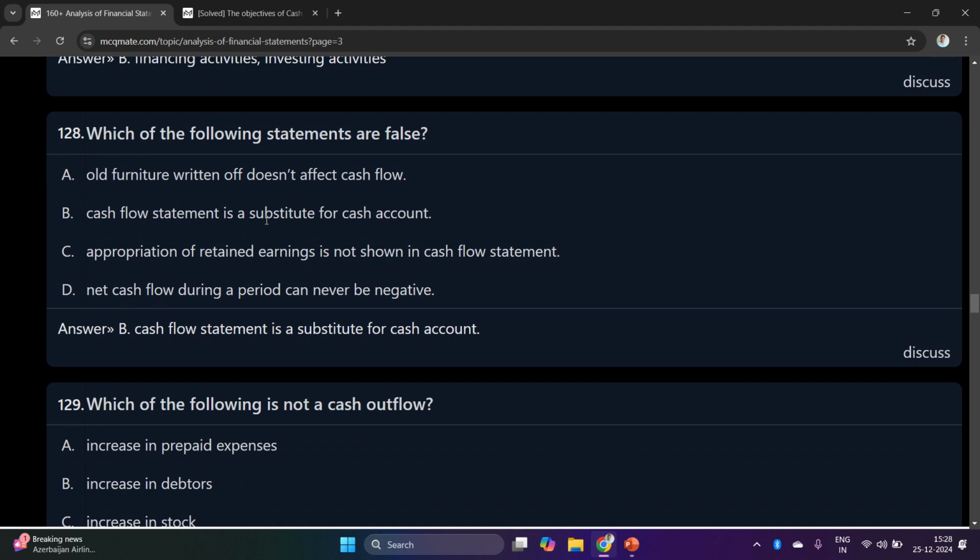Whole furnishing write-off does not affect cash flow. It's false. Cash flow statement is a substitute for cash account. Yes, it is false. It is not a substitute. It is false. Remember that net cash flow during a period can never be negative. Appreciation of retained earnings is not shown in cash flow statements.